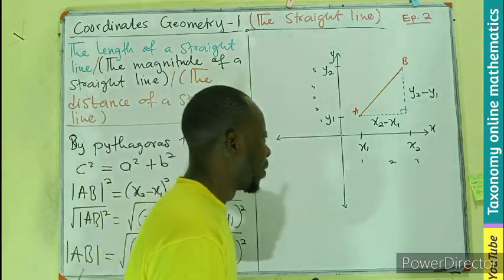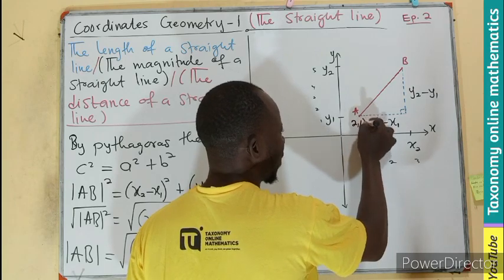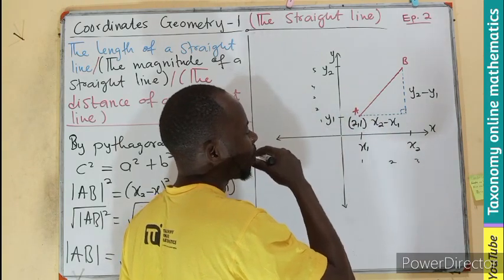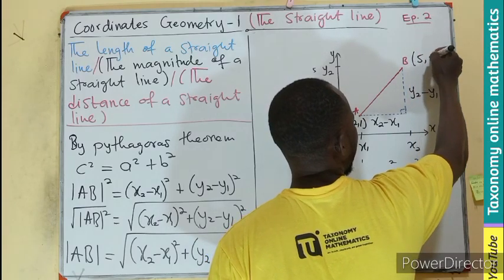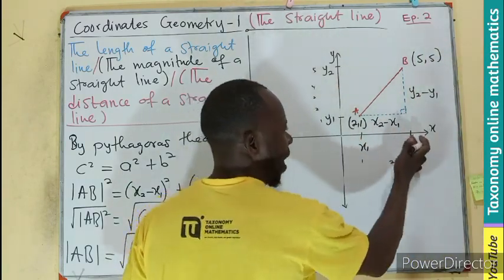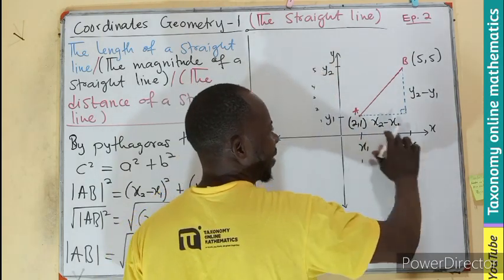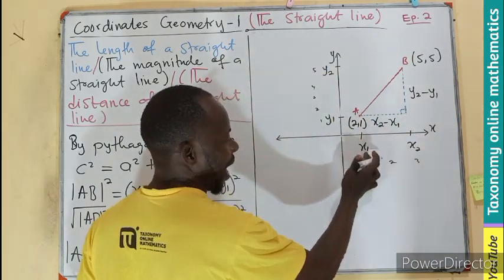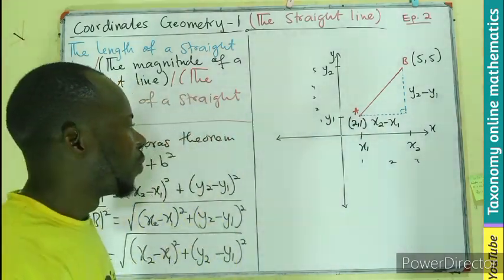So let's just say we are indicating this point here as (2, 1). Then we have the b. Let's have the b to also be (5, 5). Meaning 5 is here, 5 is here. Just like you are seeing 5 here, I extend this to that 5. Here I am having 2 on the x-axis, 1 on the y-axis.